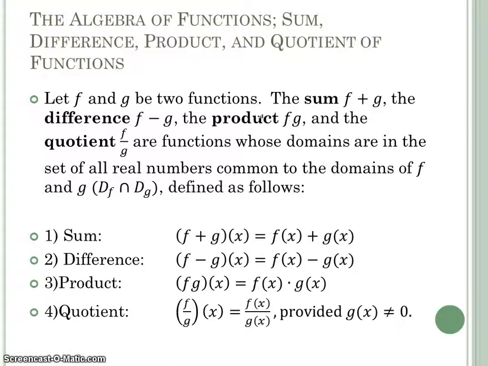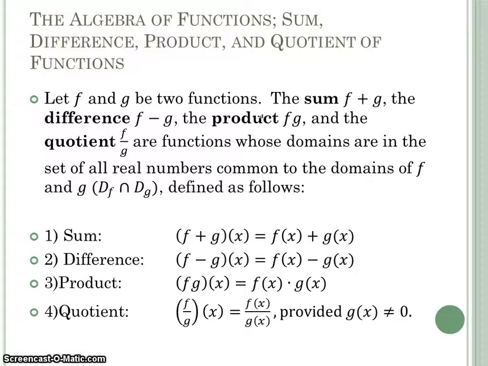So we've got, let f and g be two functions. Okay, so just normal functions, no big deal. So then we've got a sum, which would be f plus g, the difference, which would be f minus g, the product, which would be f times g, and the quotient, which is f over g. Those are going to be functions also. If you start out with two functions and you add them, subtract them, multiply them, you still get a function at the end of the day.